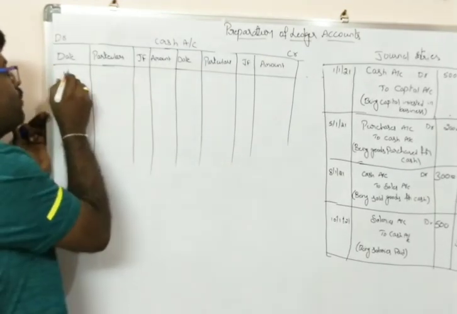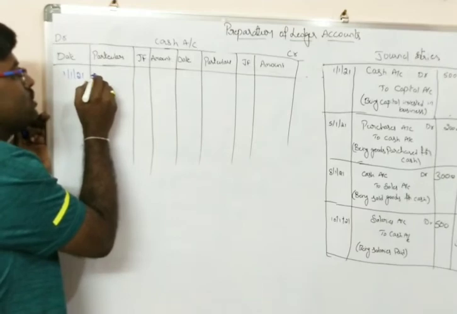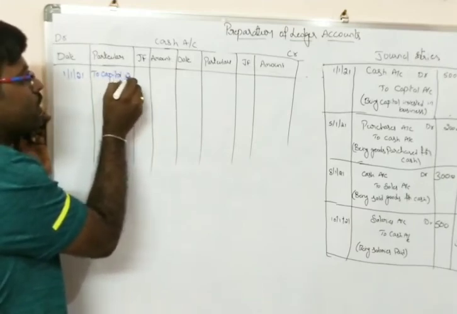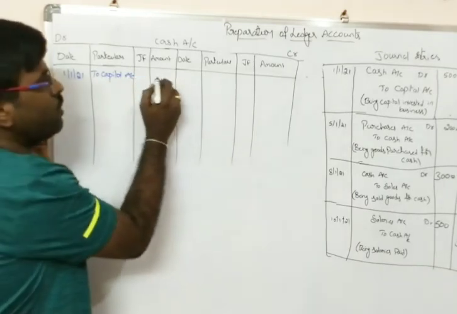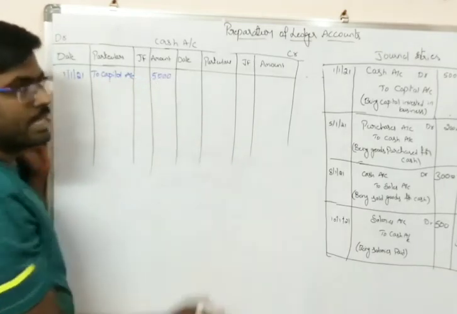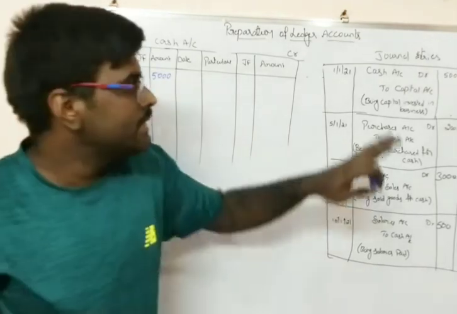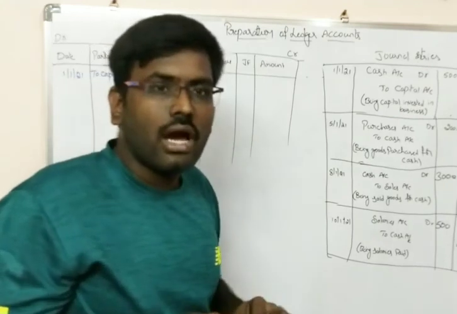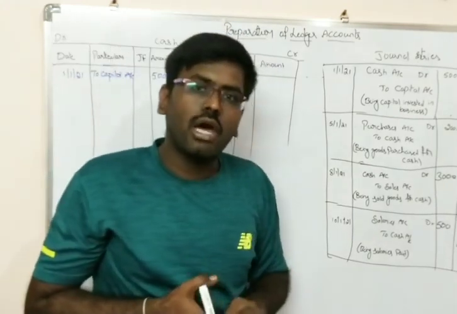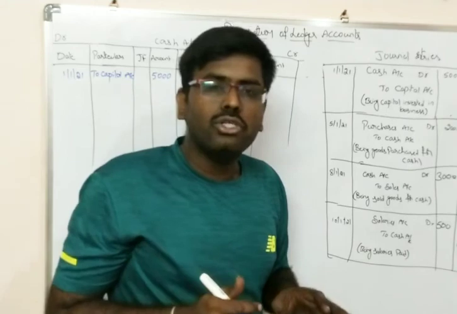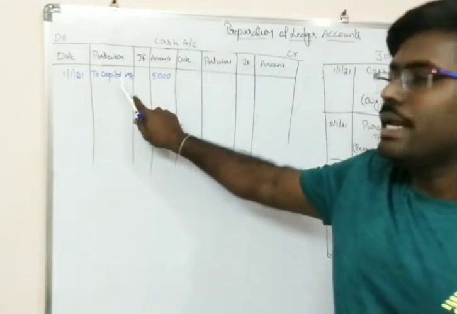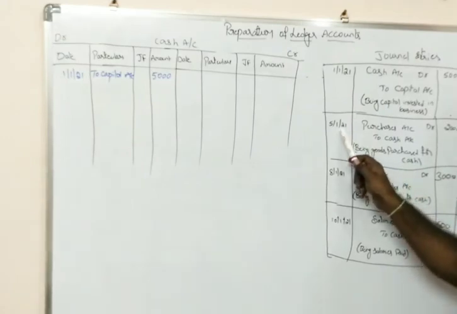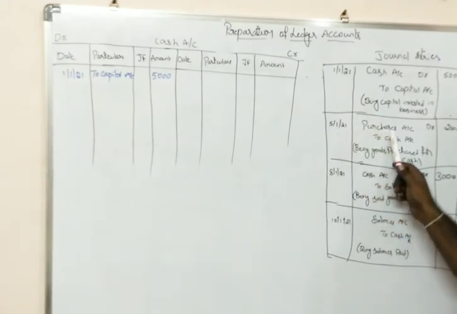That is on 1/1/2021, so we write it as "To capital account", and in the amount column we write 5,000. Like this we have to enter the journal entries into the ledger accounts. Whatever account you are preparing, that particular account should be ignored and the opposite entry recorded under the ledger account.